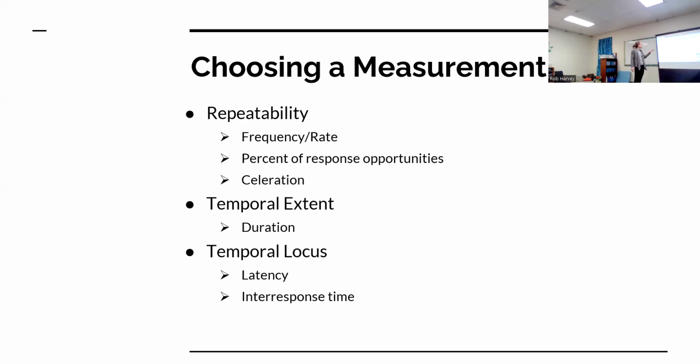Temporal extent is duration. How long is something happening? Temporal locus refers to latency. What is latency? Latency is the time between the antecedent stimulus and when the behavior starts. So transitions, we might need to look at latency, like Lauren was saying, we might need to add that into our definition. And likewise, inter-response time. Inter-response time is the time between two behaviors, two of the same behaviors.